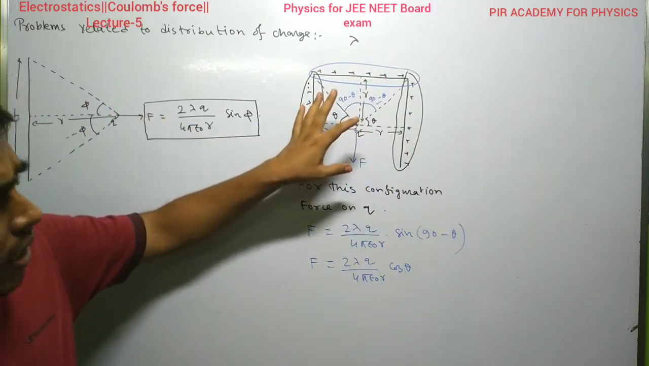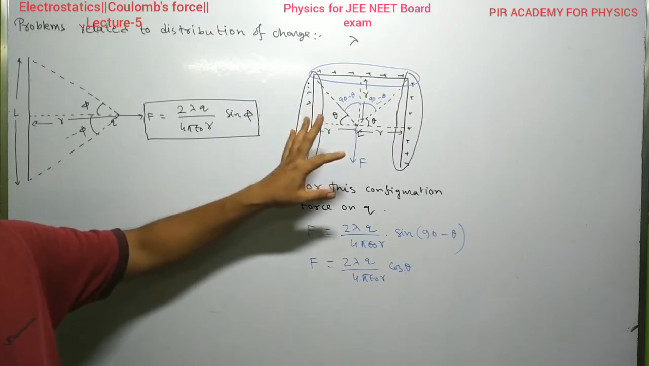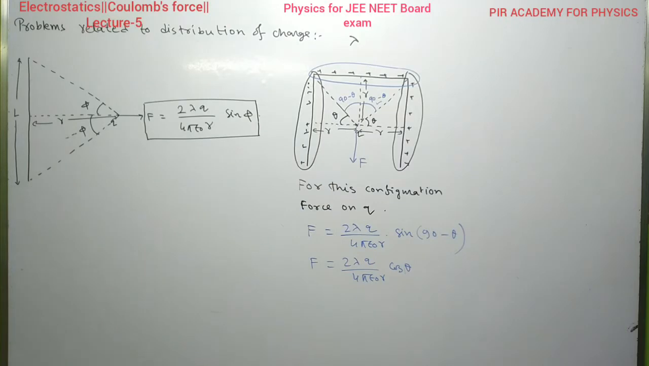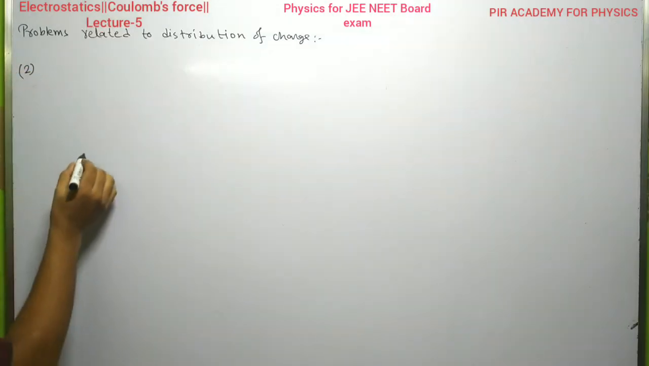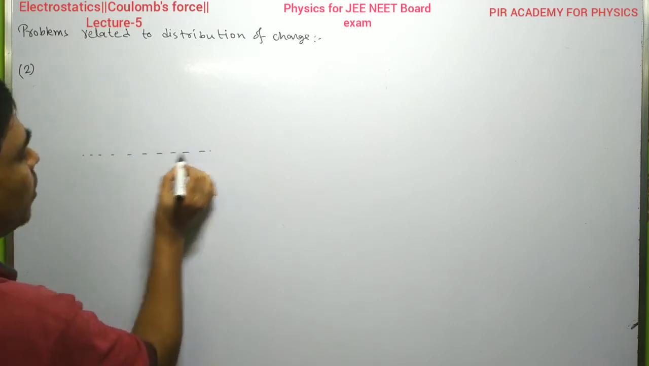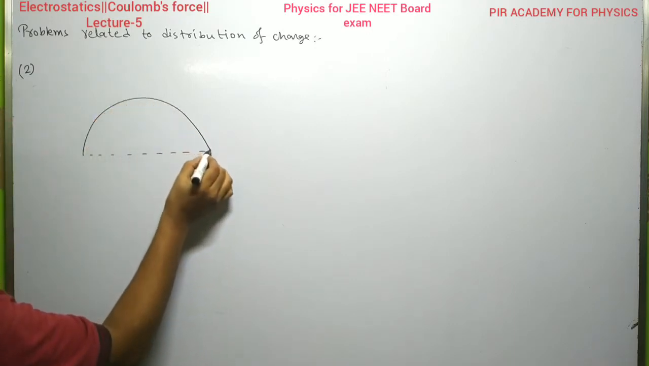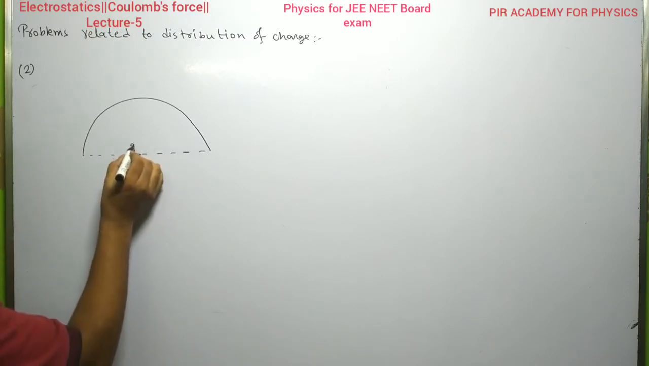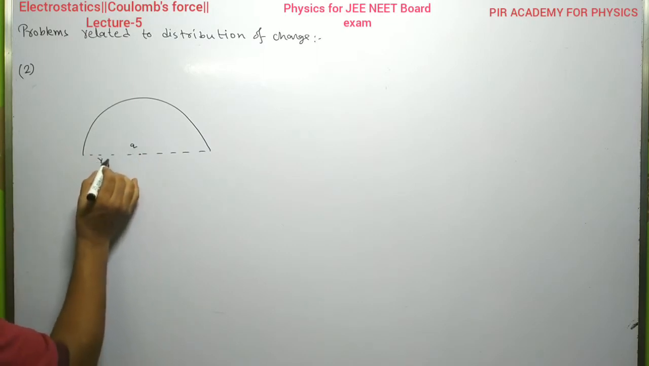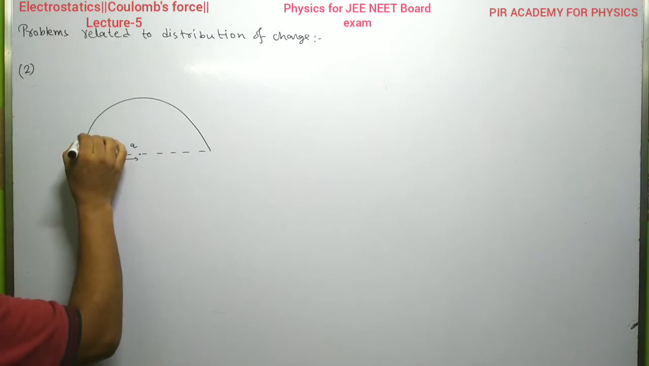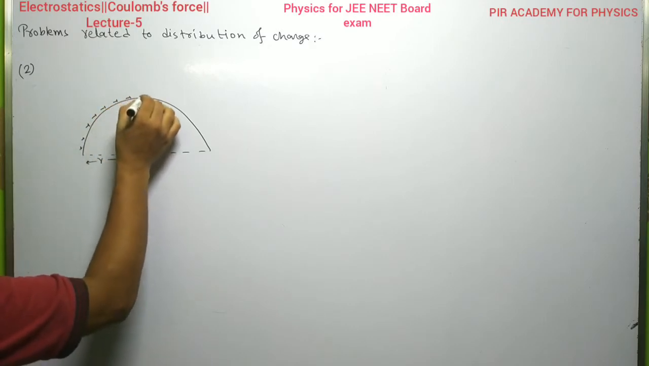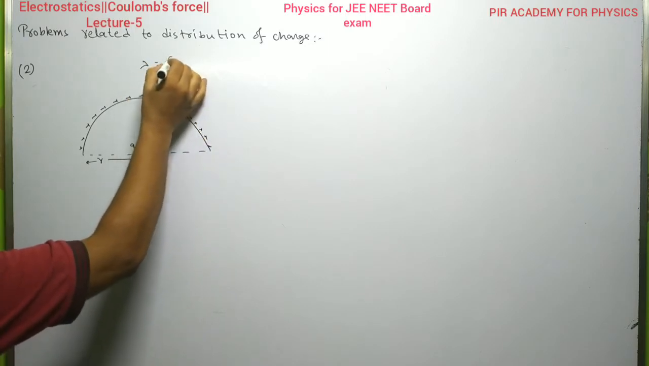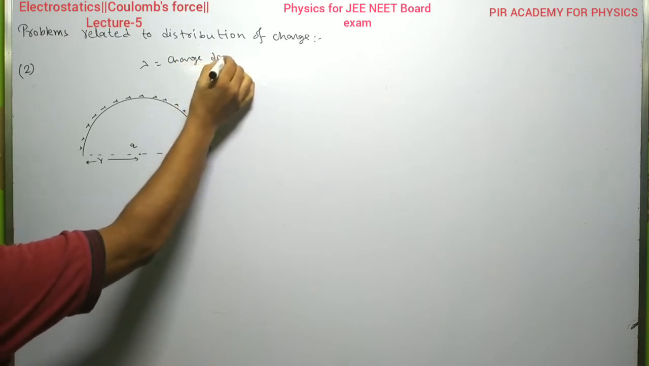Here I will describe problem number 2. Suppose this is a semicircular loop. If I place the charge q at the center, this is radius r, and the charge is distributed through this semicircular wire. Lambda is the charge density.